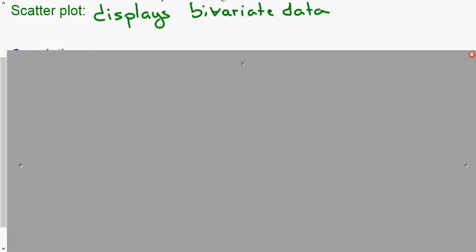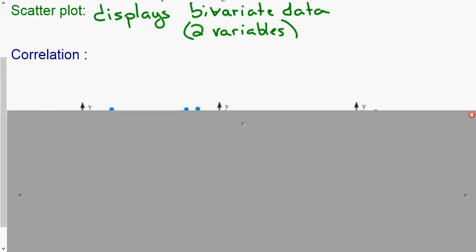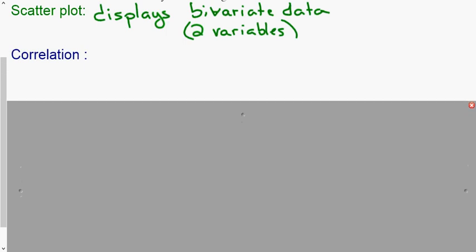So we start with, what is a scatter plot? Basically, it's a display of bivariate data. We know the bi means two, so bivariate is a fancy way of saying two variables. So when you collect data, there are multiple variables, and we're going to see, is there a correlation or a relationship between the variables?